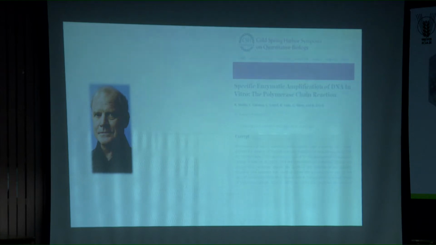This is a paper that appeared in the Cold Spring Harbor Symposia on Quantitative Biology. This paper is all about the thought process and the techniques which, at that time, nobody felt were going to change the face of biology once and for all, right? This is a paper about specific enzymatic amplification of DNA in vitro, the polymerase chain reaction, and this was presented sometime in 1983.